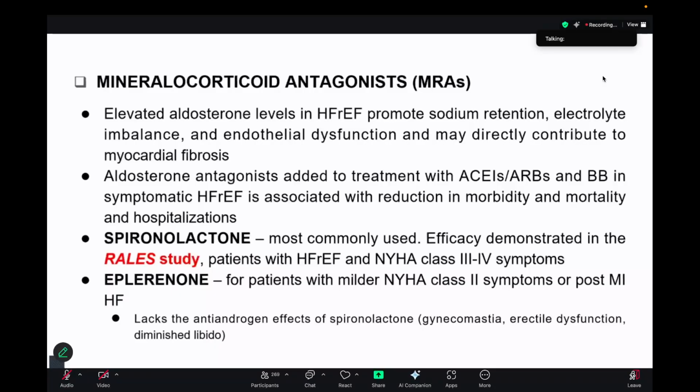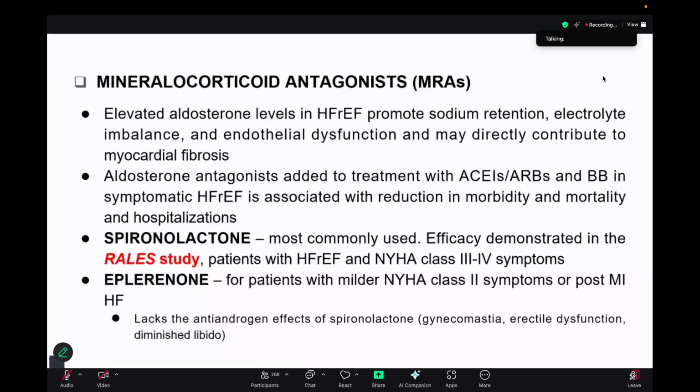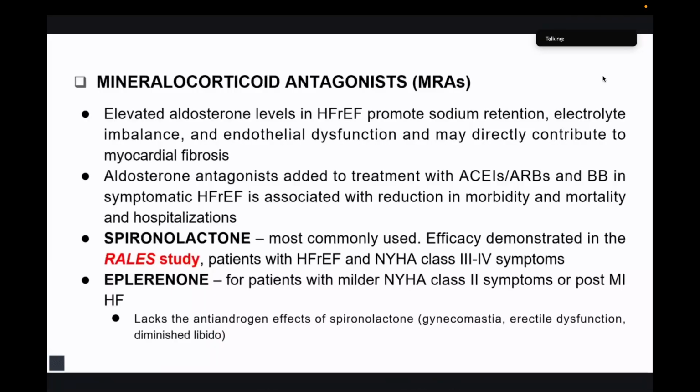Another type of MRA is your eplerenone, which can be given to patients with milder New York Heart Association class 2 symptoms or who have post-myocardial infarction heart failure. Eplerenone lacks the anti-androgen effects that are seen with spironolactone. So, there is no gynecomastia, no erectile dysfunction, or diminished libido in patients who take eplerenone.